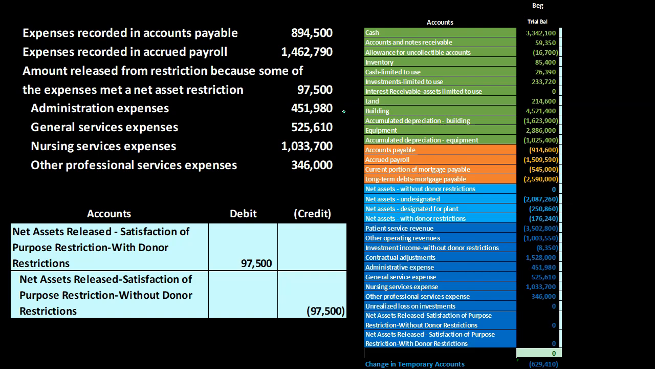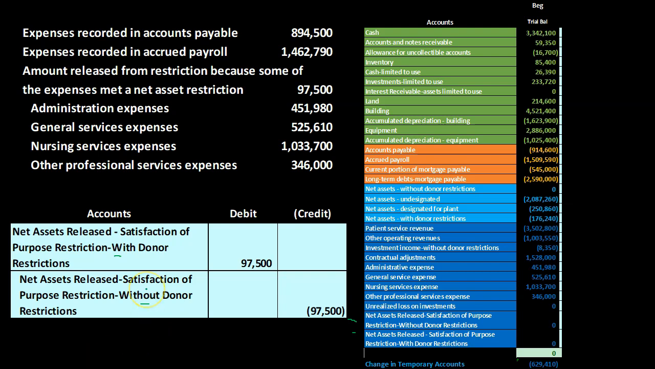Anytime that is the case, we want to make sure that we unrestrict by using these two accounts. These two accounts down below are going to help us with that unrestricting process. Those two accounts are called net assets released, satisfaction of purpose restriction with donor restrictions, and net assets released, satisfaction of purpose restriction without donor restrictions. Key term being without and with. Note the purpose of these two accounts is always to unrestrict, so they'll always be going the same way. We restrict things when we get the money. If there's some type of restriction on it, then we unrestrict with these two accounts.